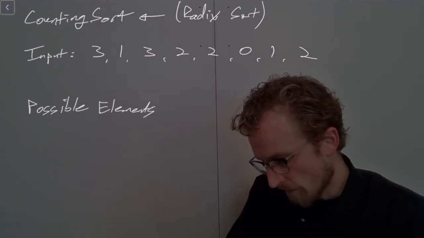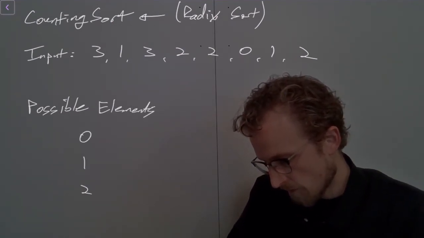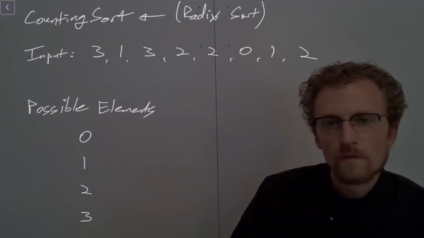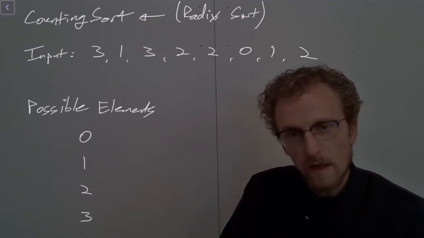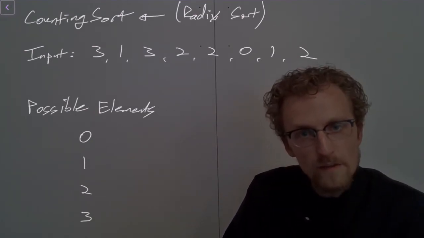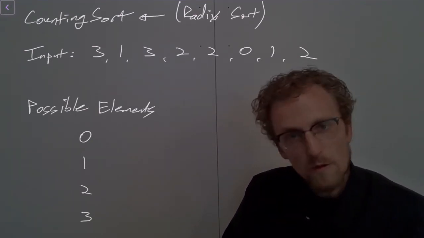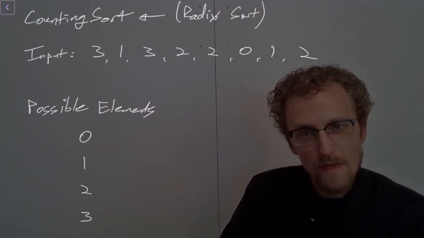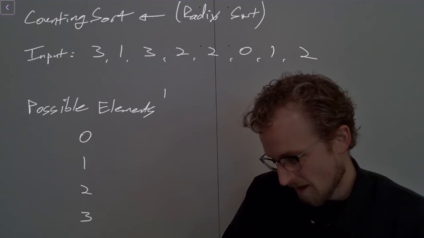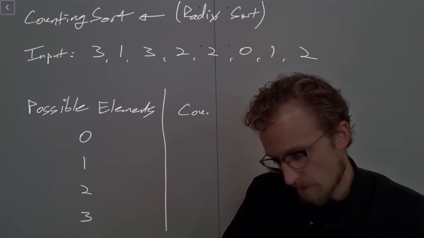So the possible elements are 0, 1, 2, and 3. Okay, so now here's how counting sort works. For each possible element, what you do is you walk down the input array, and then you increment the count of that element. Okay, so here's our possible elements, here's our counts.